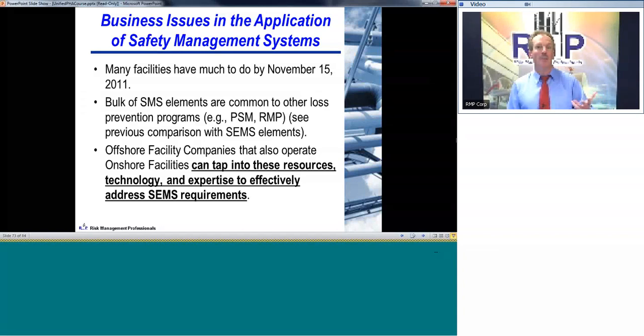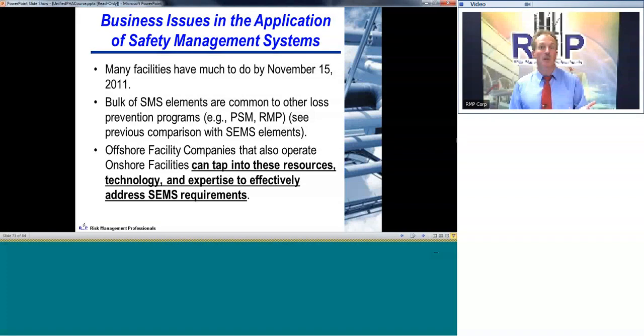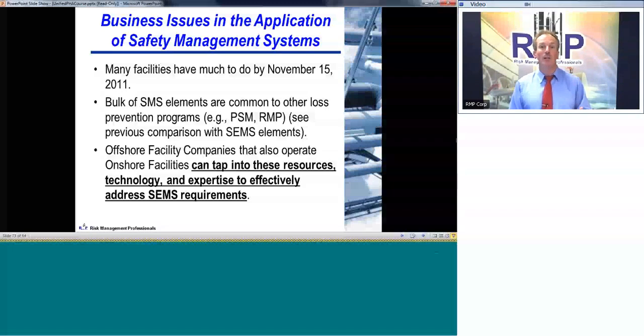If you're one of those companies that has onshore resources, where these other business units have to address PSM and RMP, because of those similarities you can tap resources, technology, and experience to effectively address the SEMS requirements. I would encourage you to do so. We're practitioners, engineering consultants that deal in all those different areas. The bulk of our work is PSM, RMP, and SEMS, and all the different applications associated with that, and hazards analyses are one of our specialties. And I can tell you that if you've got in-house resources that can provide that expertise and those procedures, it'll really streamline the applications, make it much easier to manage, and also make it a lot easier to meet your November 15th deadline.